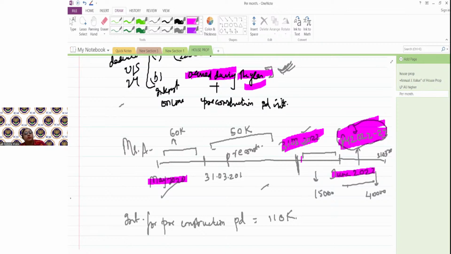Why? Because when the property got completed in June, for the whole previous year 22-23 there is a property, even if it got completed at the end of the year. Now that the property has come into the books, I can claim interest during the year. The interest from the loan date till 31st March 2022, which I cannot claim, becomes my pre-construction period interest. So in this case it would be 110 and not 125.